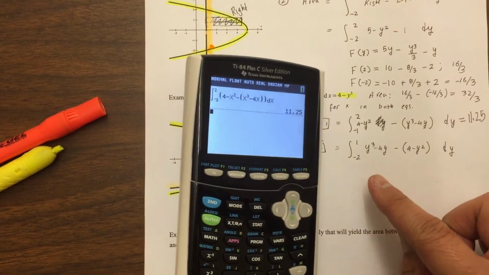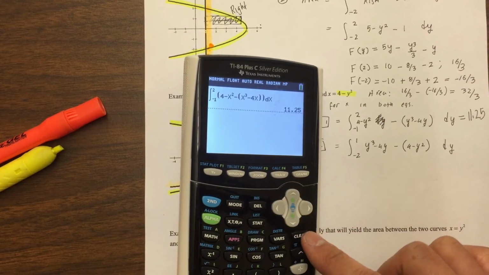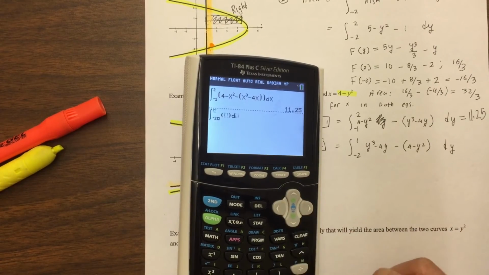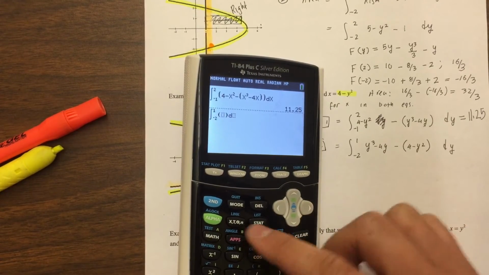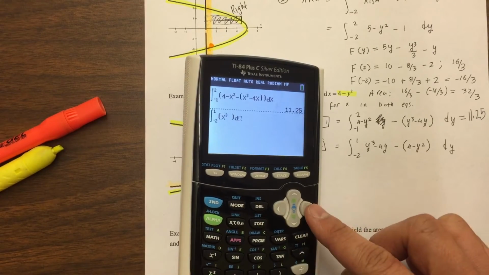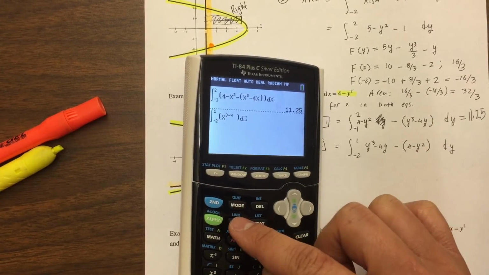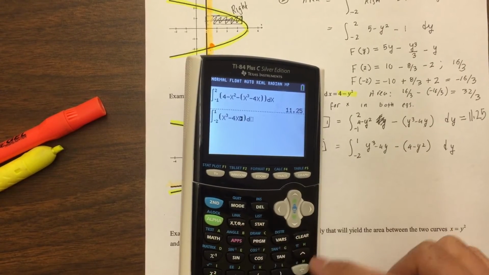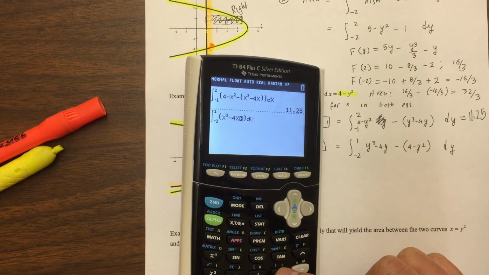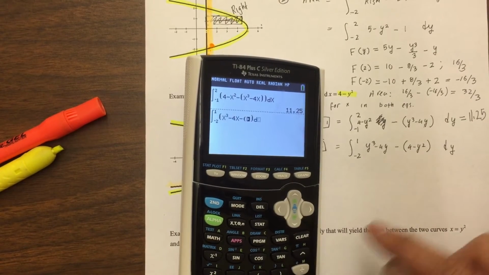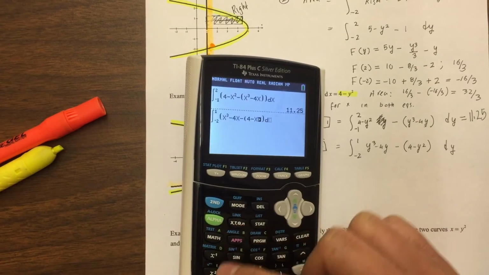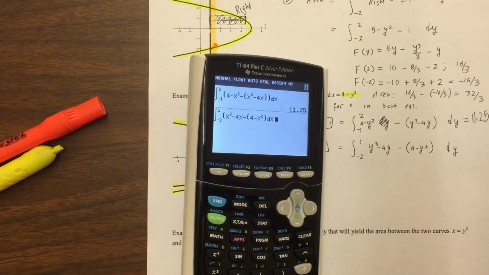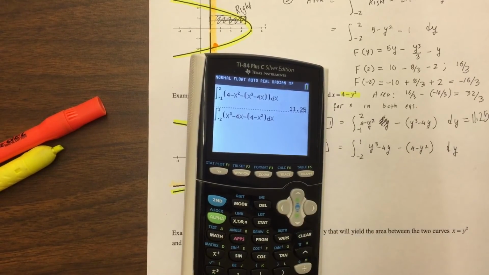Now let's do it for the second region and see what it is. So math 9, -2 to 1, x cubed minus 4x. So your 4x is kind of like your 4y, and then close parentheses for that. Okay, and then here is 4 minus y squared dy. Dx is dy. When you use a calculator, think of dx as dy.